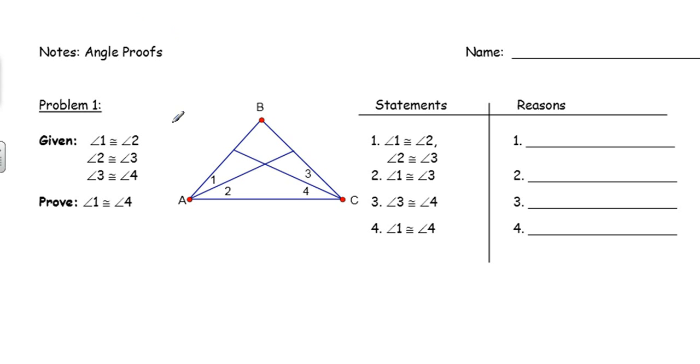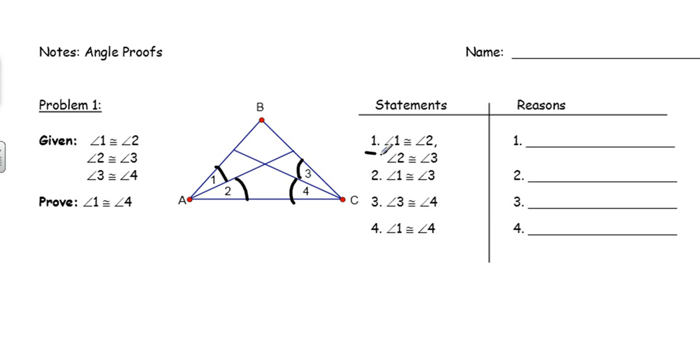Okay, so let's take a look at the first one. Given angle 1 is congruent to angle 2, angle 2 is congruent to angle 3, so I can still use one arc here. Angle 3 is congruent to angle 4, I can still use one arc because they're all congruent to each other. We want to prove that angle 1 is congruent to angle 4. Well, just looking at the picture, we can pretty much tell that it is, but the way that geometry works is nothing can be established until it has been officially proven. So you have to do that by justifying everything that you do.